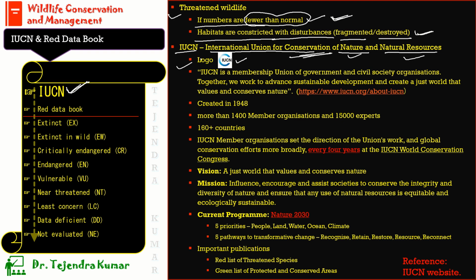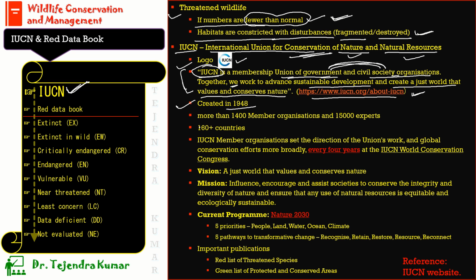Now coming back to the IUCN. IUCN is a membership union for government and civil society organizations. So it is actually working together with both of them, civil society as well as government. I took this line as it is from the IUCN website, the About IUCN page, so that you can easily understand what they actually do. IUCN is a membership union of government and civil society organizations. Together we work. We means the union of the government and civil society works to advance sustainable development and create a just world that values and conserves nature. So that is the main purpose of the IUCN.